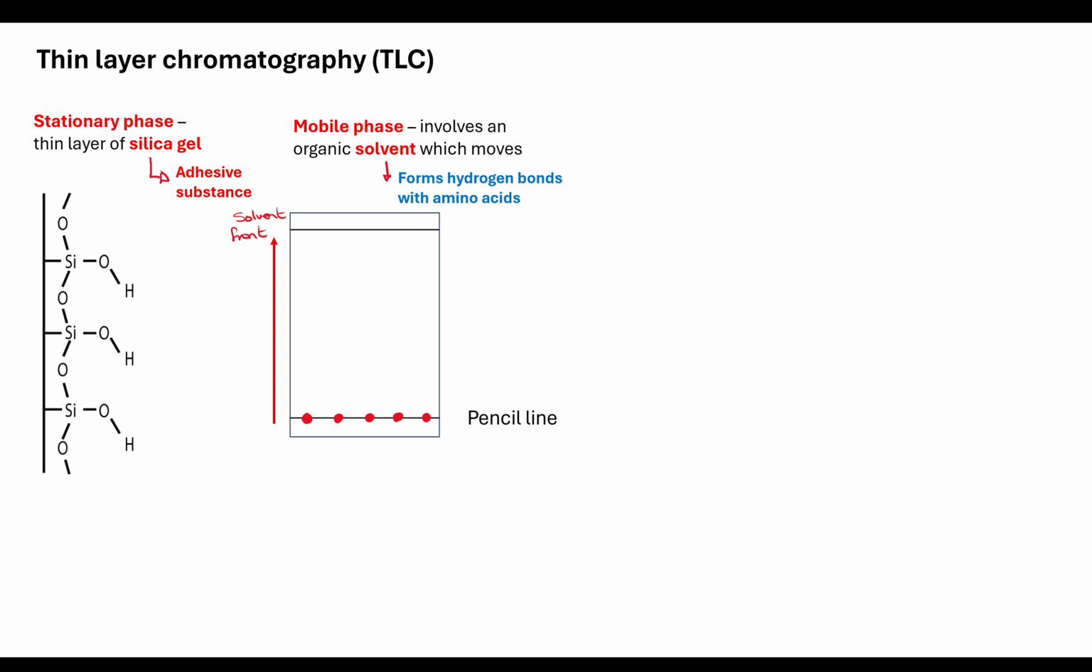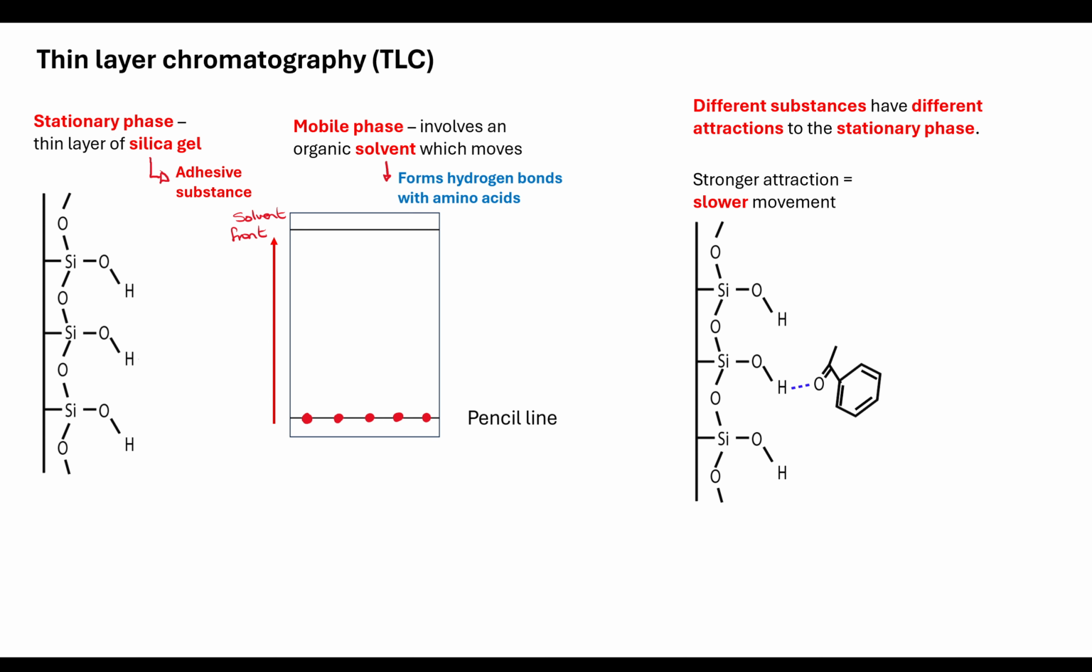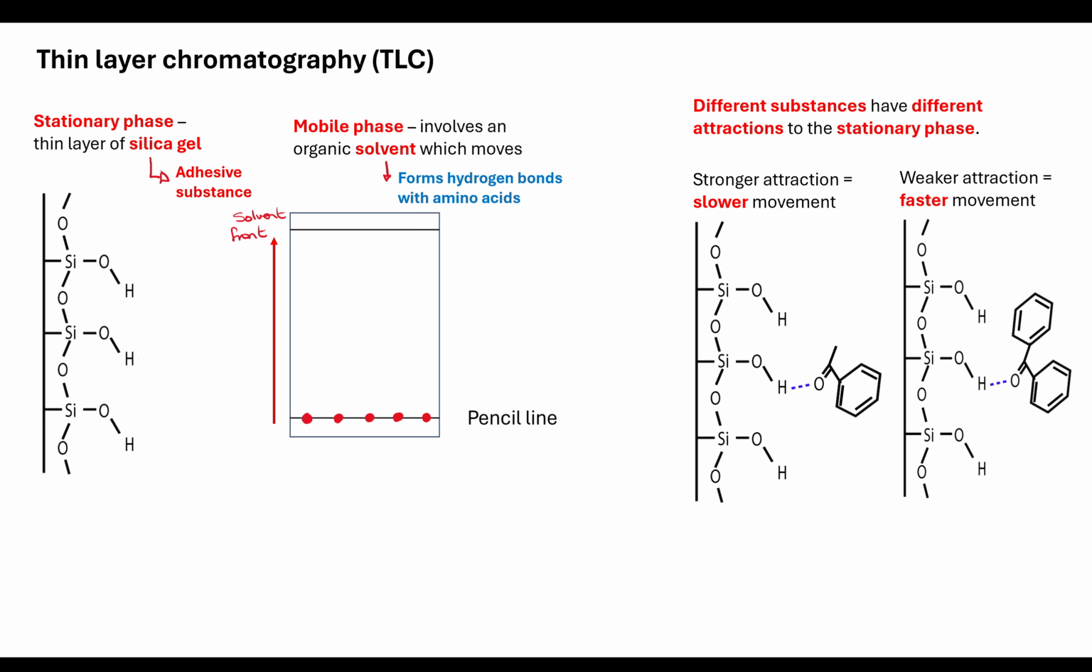the retention value. So you have to understand that different substances have got different attractions to the stationary phase. So if there is a stronger attraction, that's going to result in a slower movement through the stationary phase, and therefore it's going to cause the substance to separate out. If there's a weaker attraction, you're going to have a faster movement through the silica gel.